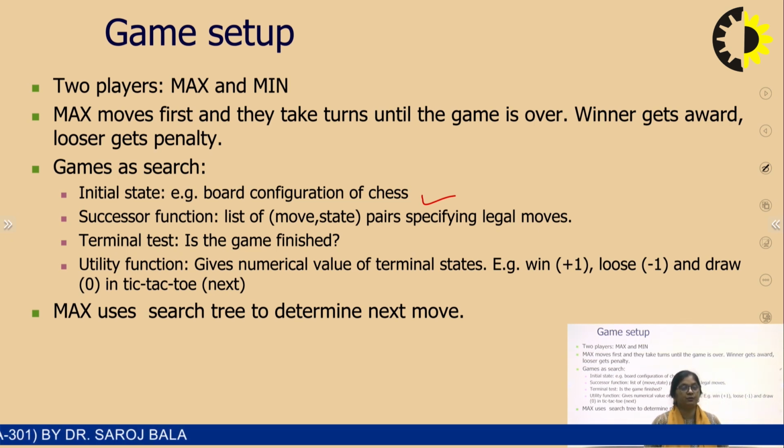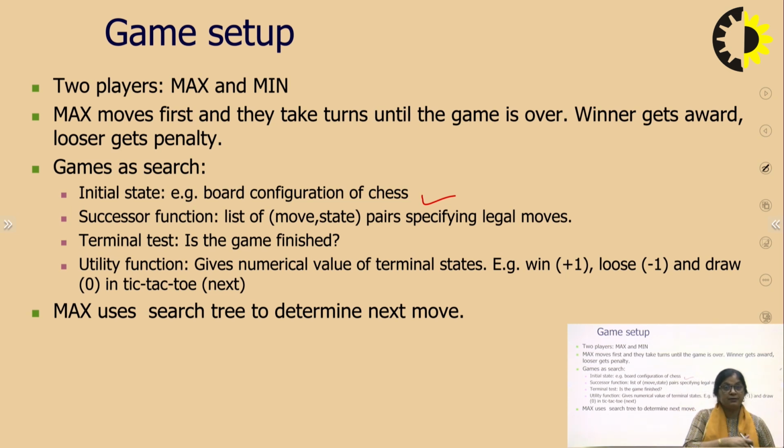Here we are not using path cost because we are using searching in adversarial situations. So we will use the utility function. The utility function will assign a numerical value to the terminal states. If the terminal state has the value +1, it means it has won the game. -1, it has lost the game. And 0 means the game has been drawn.